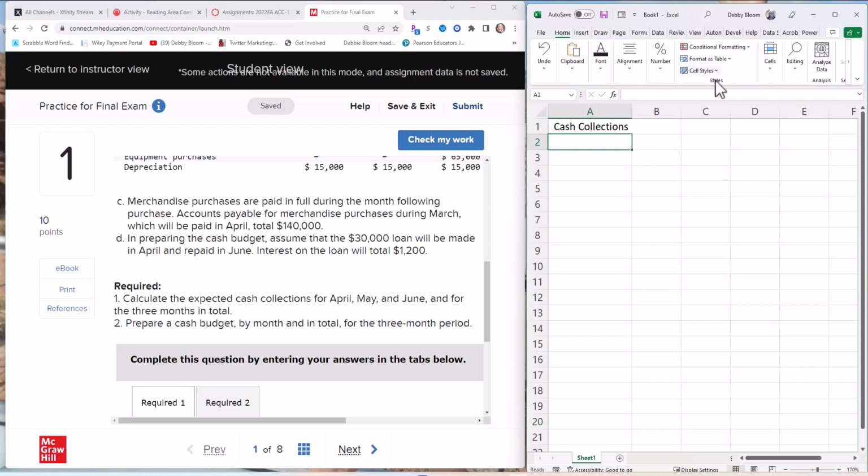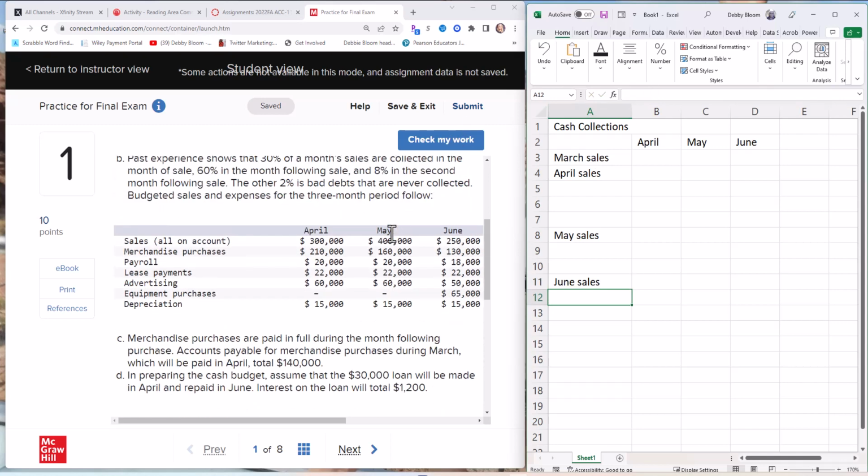And once again, we're told to calculate the cash collections for April, May, and June. Now what we're going to have to account for is March sales, April sales, I'm going to skip 3 lines, May sales, here I'm going to skip 2 lines, and then June sales.